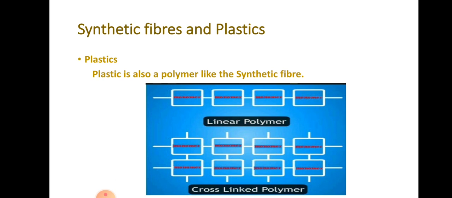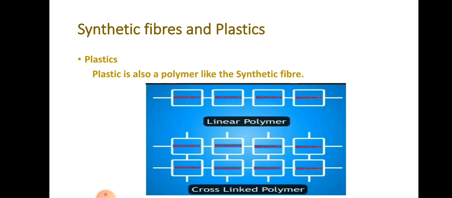Plastic is also a polymer like the synthetic fiber. Okay, it is constructed in the same way as the preparation of synthetic fibers. So like synthetic fiber, plastic is also a polymer. Do you know the meaning of polymer? Poly means many and mer means single unit. Okay, single part or single unit. Like synthetic fibers, plastics are constructed from many single units arranged in an order.